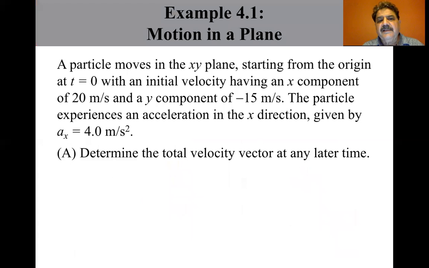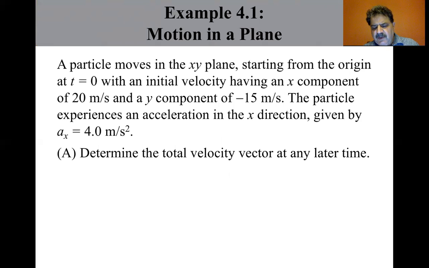Let's look at an example. All right, a particle moves in the xy plane, starting from the origin at t equals 0 with initial velocity having an x component of 20 meters per second and a y component of minus 15 meters per second. The particle experiences an acceleration in the x direction given by ax equals 4.0 meters per second squared. Determine the total velocity vector at any later time.